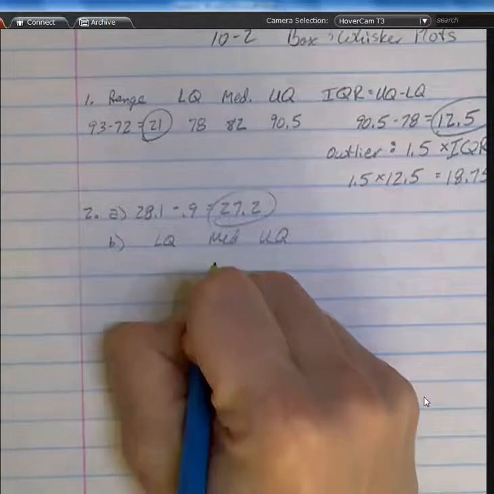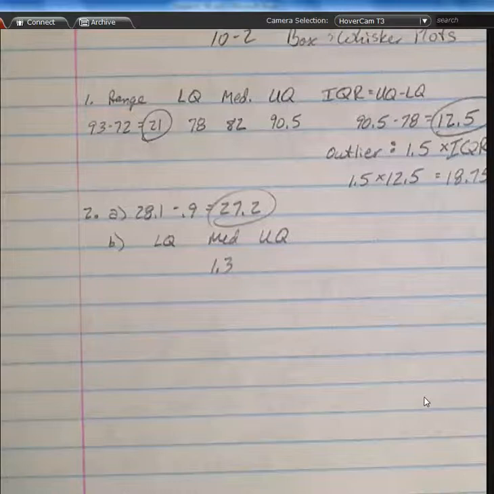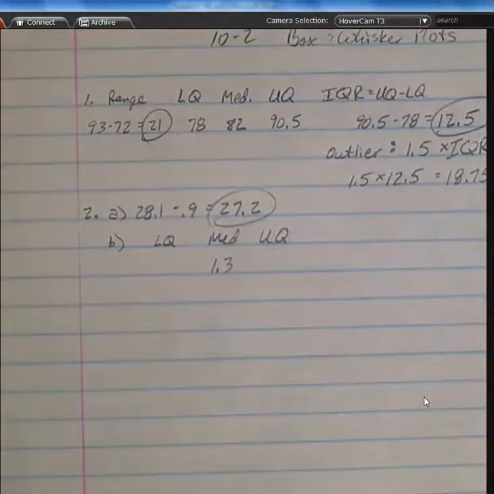1.3 because it's in the middle of those two. That's what the median is. You're finding out the median. Yes, median. If you need to write that whole word out, go for it.